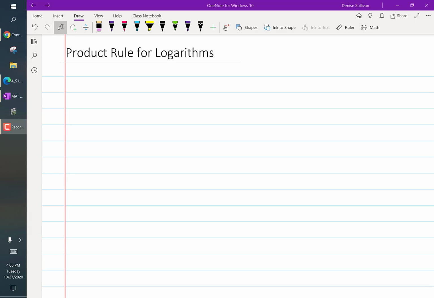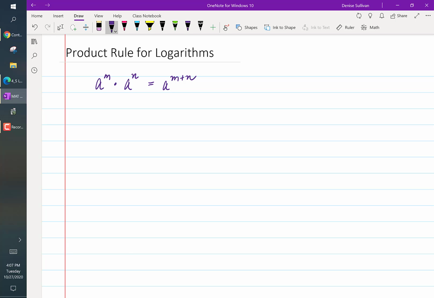I'm going to do a quick proof for the product rule for logarithms. I'm going to start out by reminding you that the product rule for exponents tells us that if we have two powers of the same base, we multiply those together. What we're going to do is add those exponents.